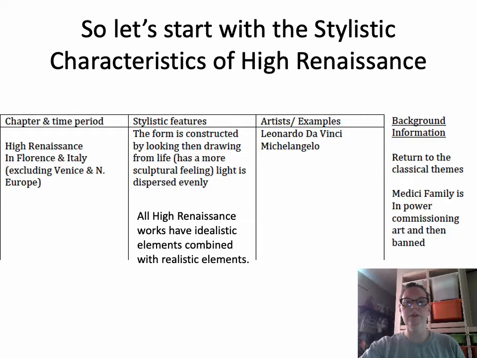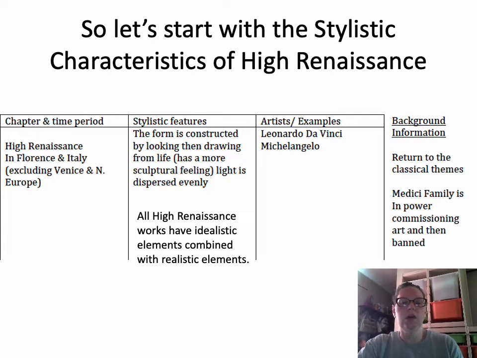Okay, so we're getting ready to move into the High Renaissance. And I wanted to start by sharing this chart with you. For each time period that we go over, I have gridded out a chart. If you go all the way over to the left-hand side, you see chapter and time period, and then I list High Renaissance in Florence and Italy, and then the stylistic features, which are: the form is constructed by looking at a drawing, light is dispersed evenly, and High Renaissance works have idealistic elements combined with realistic elements. Then I list artists or famous pieces, and then whatever background information pertains to it.